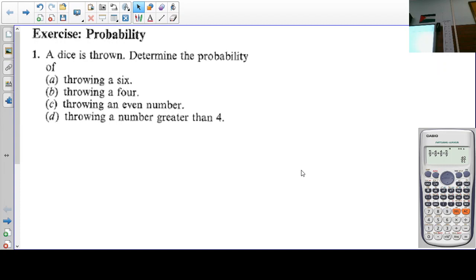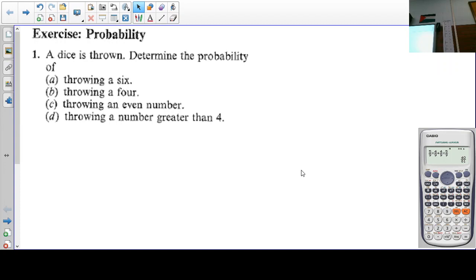Determine the probability of. Remember, how do you calculate probability? It's number of favorable outcomes over number of possible outcomes. How many outcomes are here? 6. If they ask you to list the outcomes, it would be 1, 2, 3, 4, 5, or 6. Those would be our outcomes. There are 6 outcomes.